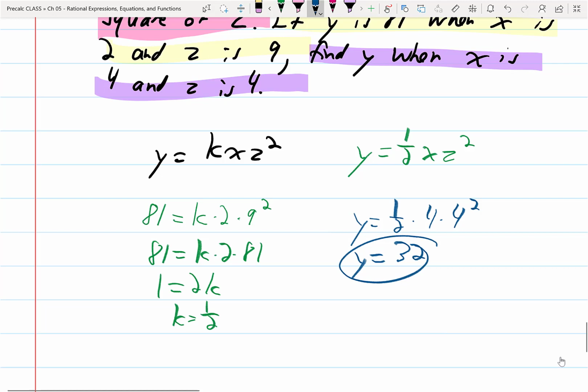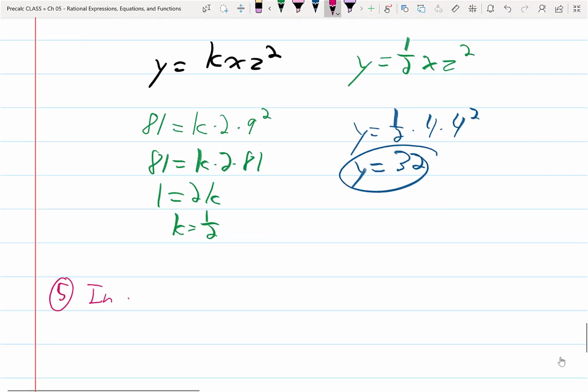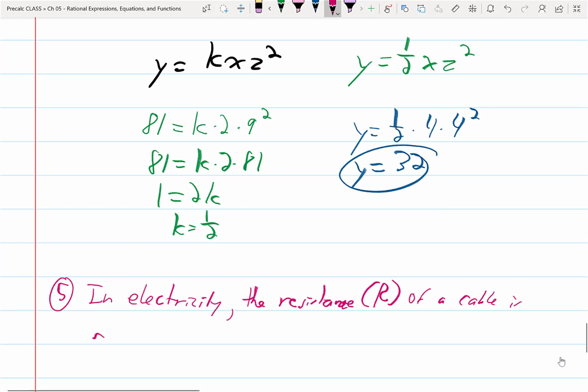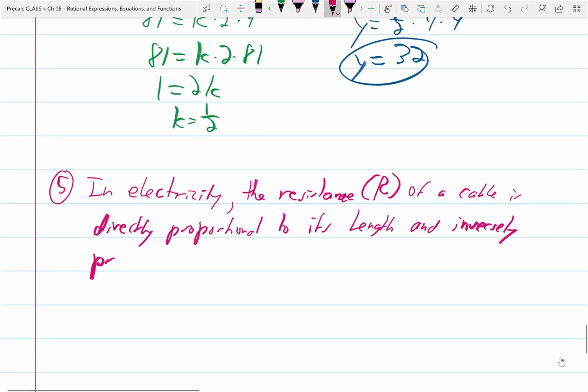Okay, last problem. Number 5. In electricity, the resistance, which we're going to call capital R, of a cable is directly proportional to its length and inversely proportional to the square of its diameter, which we're going to define as a lowercase d.